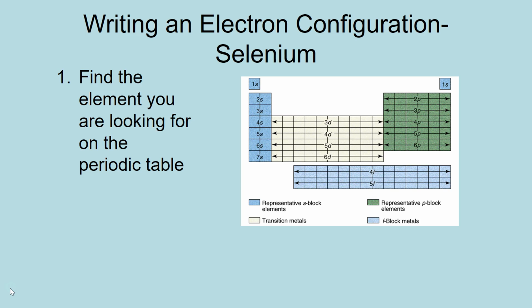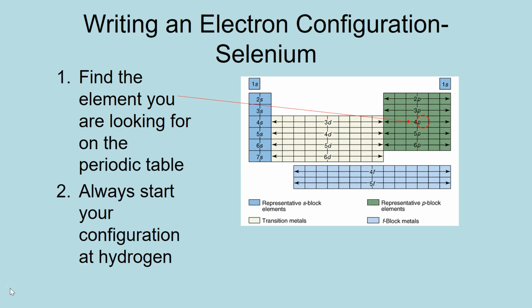I always put my finger on it just so I don't lose it as I'm looking around. Right there. So we always start with hydrogen. So pretty much you keep moving your finger across each row until you get to whatever element you have placed your finger on, in our case, selenium. So we're going to start up there.